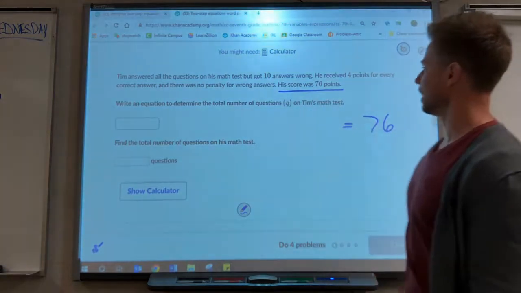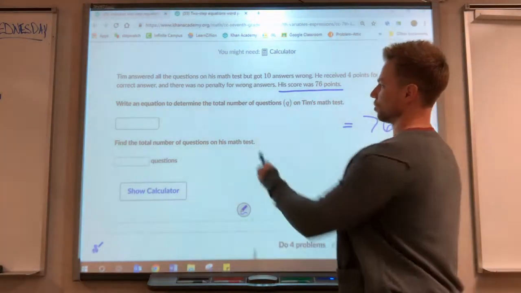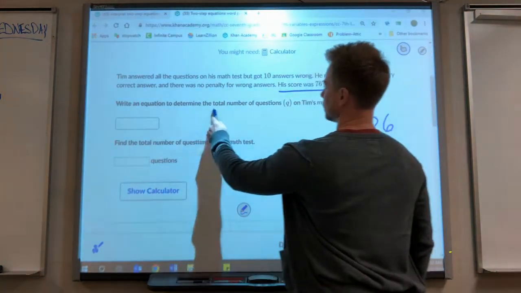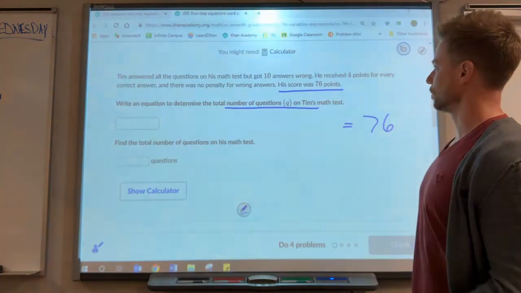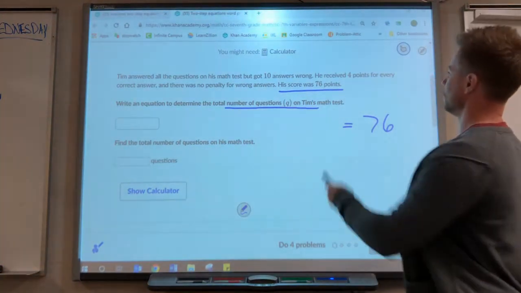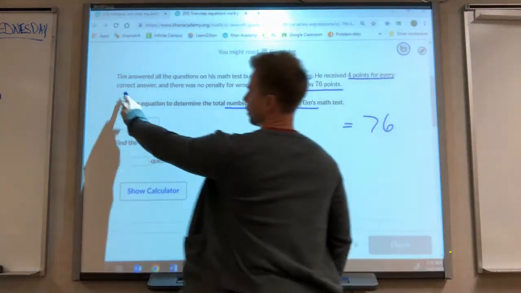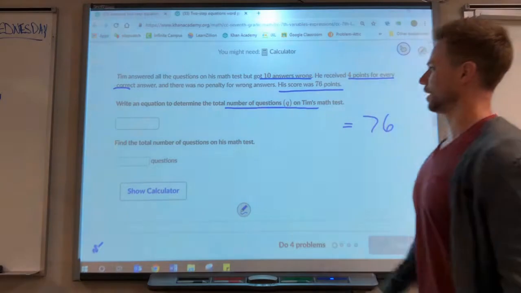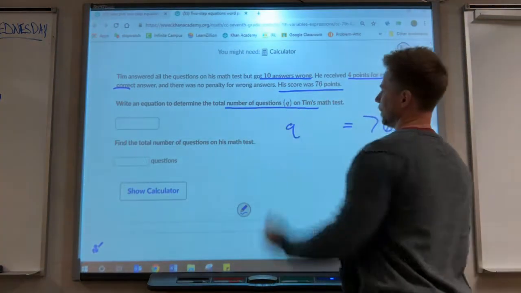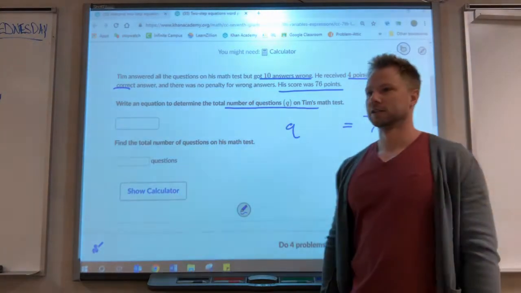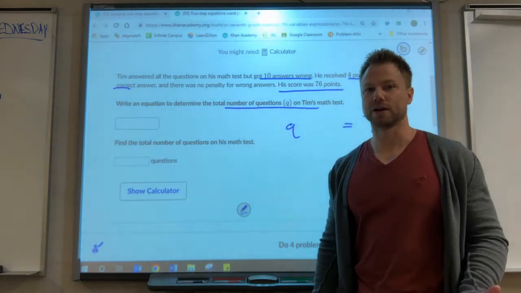He got 10 answers wrong. We don't know how many questions there were total. And if we read down here, it says the total number of questions, Q. So that's our unknown, the total number of questions. But we know he got 10 wrong. He gets 4 points for every correct answer. So if we know the total number of questions is Q, and he got 10 wrong, you subtract that from the total to figure out how many you got correct.